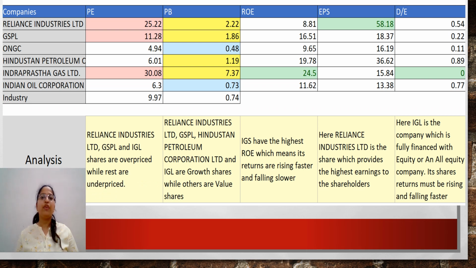Now, talking about the fundamental analysis of the 6 companies, we see Reliance Industries Limited is a growth and overpriced share, while it has also given the highest returns to its shareholders. IGL is an overpriced and growth share having the highest ROE, while it is an all equity company, which means its debt equity is zero. So its shares must be rising faster and falling faster also.